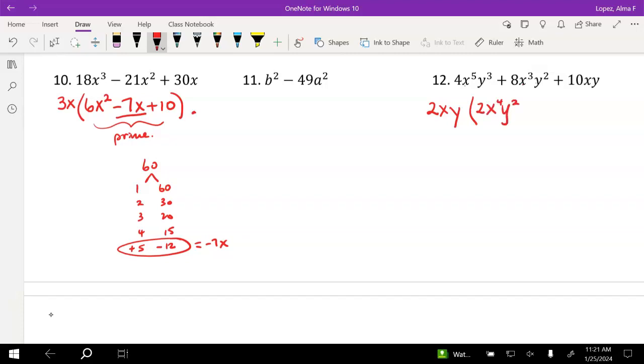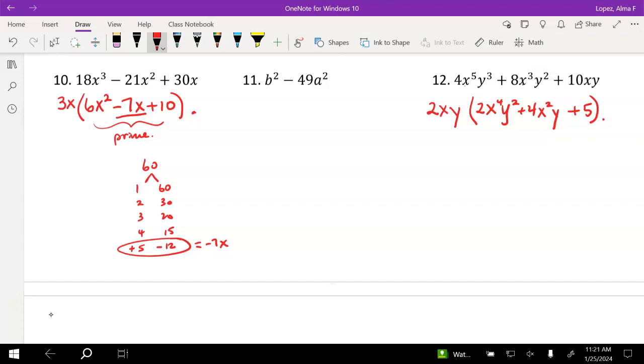When I factor the 2xy out of the second term, it's going to leave behind a 4, an x squared, and a y. When I factor the 2xy out of the last term, I'm going to be left with a plus 5. And that's finished. So number 10, number 12 are just greatest common factor.